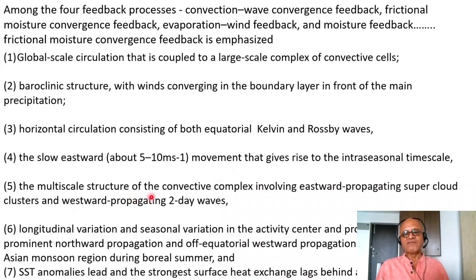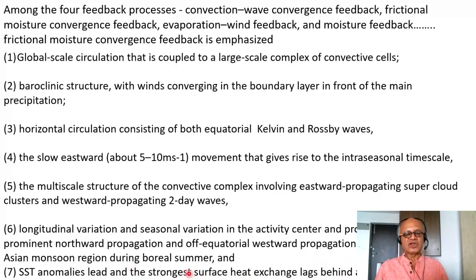The multi-scale structure of the convective complex involving eastward propagating supercloud clusters with the backward tilt, and ahead of the MJO pocket we had westward propagating two-day waves which had a forward tilt, and this multi-scale interaction was better explained by the frictional convergence feedback as well. Longitudinal variation and seasonal variation in the activity center and propagation, especially the prominent northward propagation and off-equatorial westward propagation of the disturbances in the Asian monsoon region during boreal summer, could be captured by this, given the seasonal background winds. Remember the easterly shear, for example.